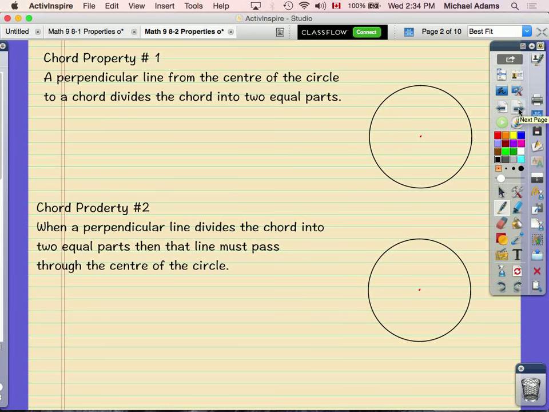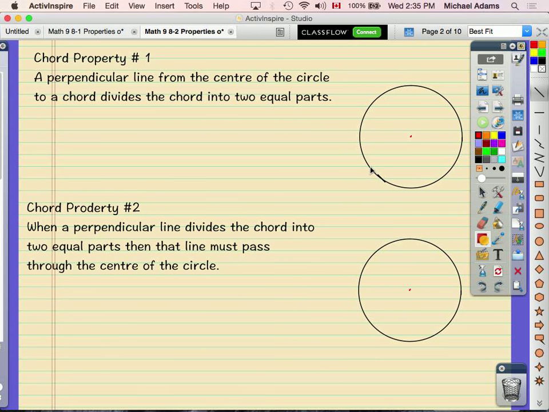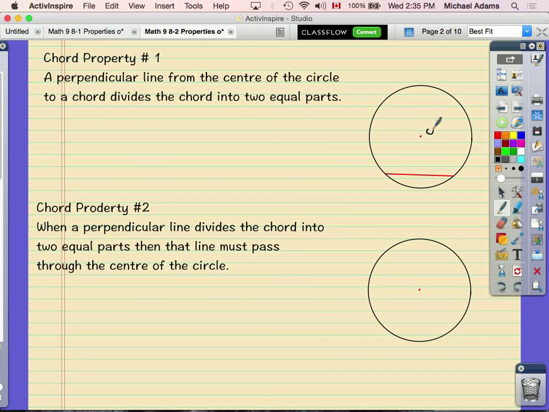Okay, so once we understand that, there are certain properties that are super important here. So let's take a look at this first one. All these properties are very similar to each other. Chord property number one: a perpendicular line from the center of the circle to a chord divides the chord into two equal parts. So let's say I'm going to put a chord in this circle. And this is my chord, and here's the center of my circle. For our purposes, I'm going to call this point O.